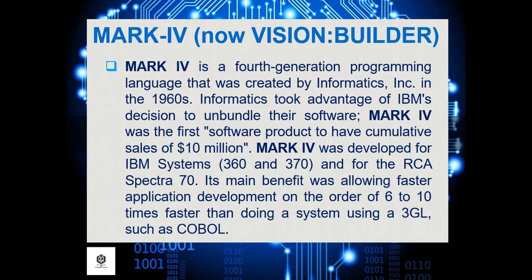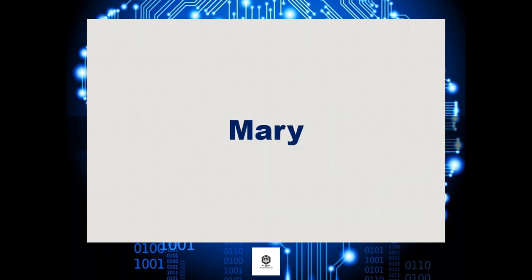Mark IV was developed for IBM Systems 360 and 370 and for the RCA Spectra 70. Its main benefit was allowing faster application development, on the order of 6 to 10 times faster than doing a system using a 3GL such as COBOL.